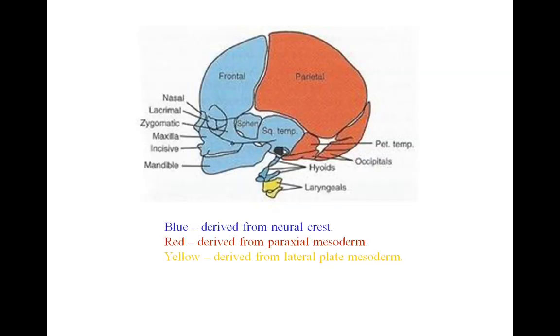Okay, you can see that these are the bones derived from the neural crest. The bones which are colored blue, like frontal bone, squamous part of the temporal bone, sphenoid bone, maxilla, mandible, are all derived from the neural crest cells that invade these bones. And the other bones are developed from mesoderm.